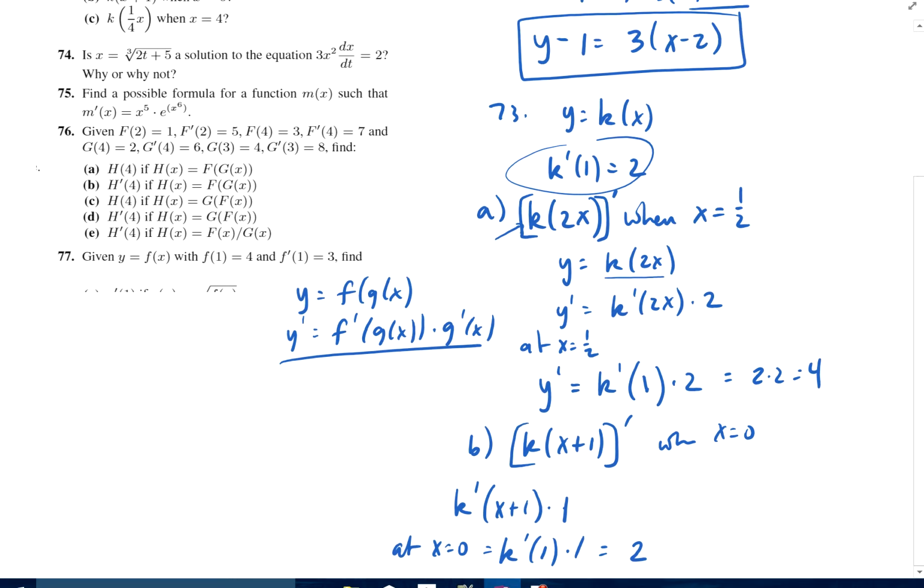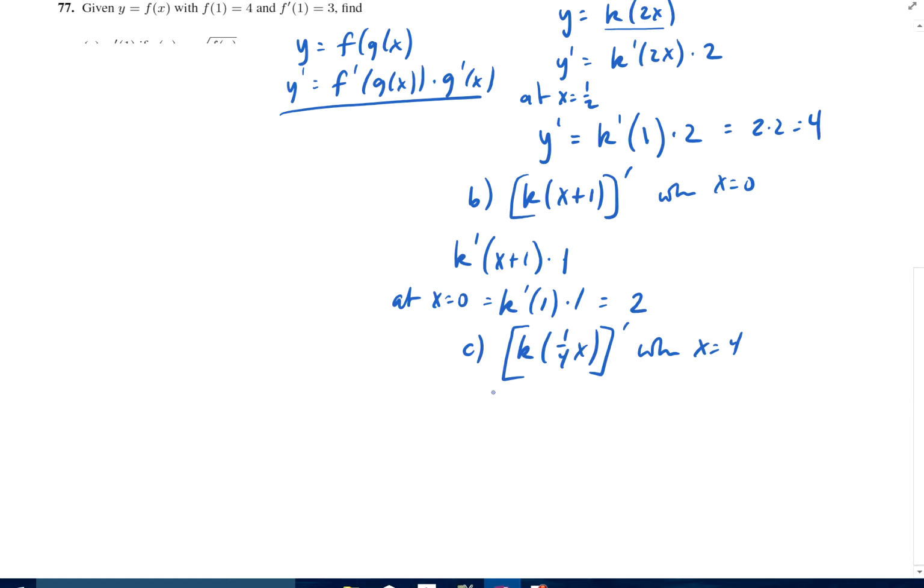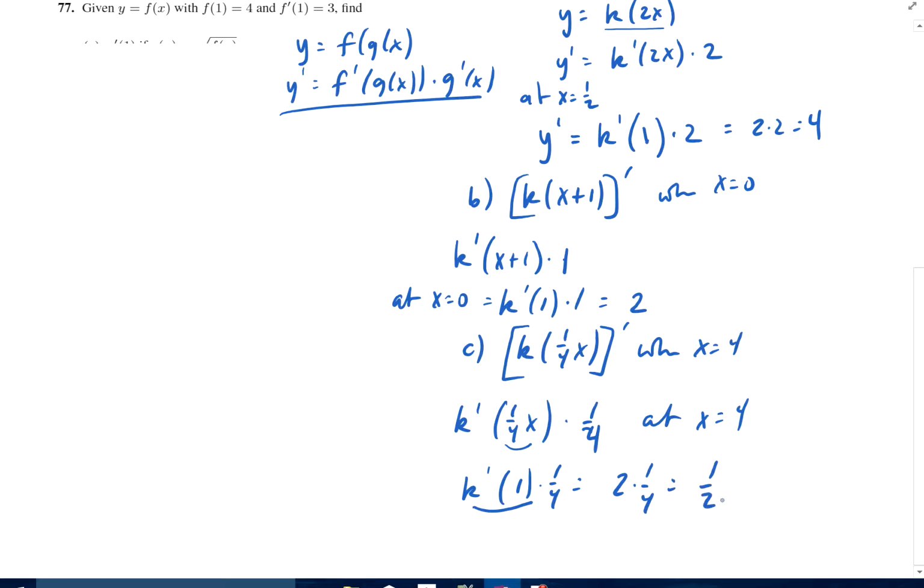Okay, 73c, k of 1/4 x. K of 1/4 x when x equals 4. So I want the derivative of that guy at x equals 4. So that's going to be k prime of 1/4 x times the chain rule says the derivative of the inside at x equals 4. I'm going to have k prime of 1 times 1/4, which is, again, 2 times 1/4, which is 1/2.